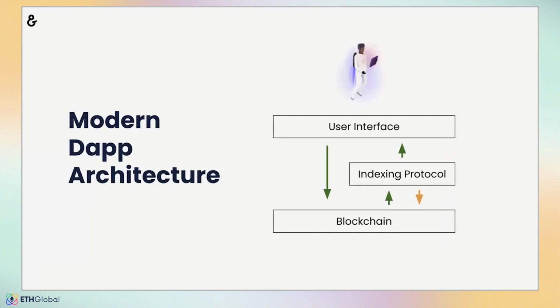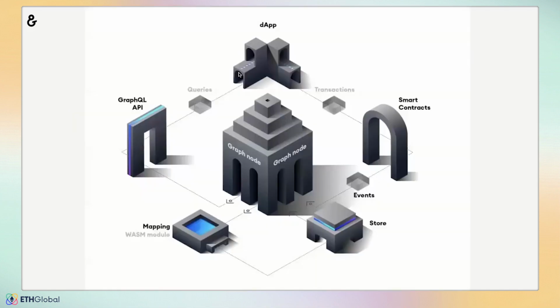So we end up with this modern dApp architecture where we have the user interface on top, and then the blockchain on the bottom that we knew already. And in between is this indexing protocol that is incentivized and built for data reading, and that sits in between and reads data from the blockchain and stores it in this indexing layer. All right, so how can you think about it? This is the official illustration of how the Graph Node works.